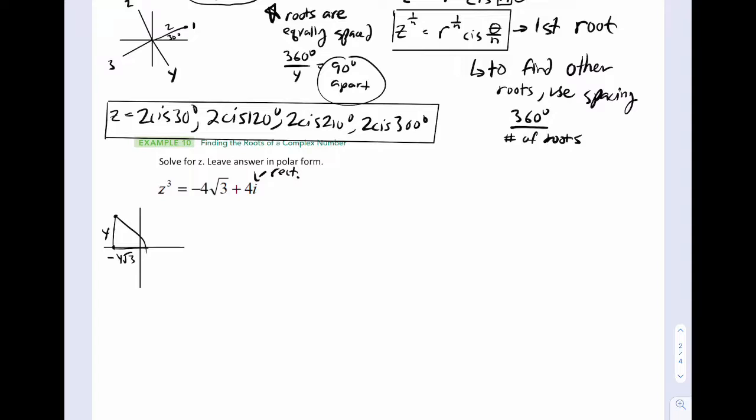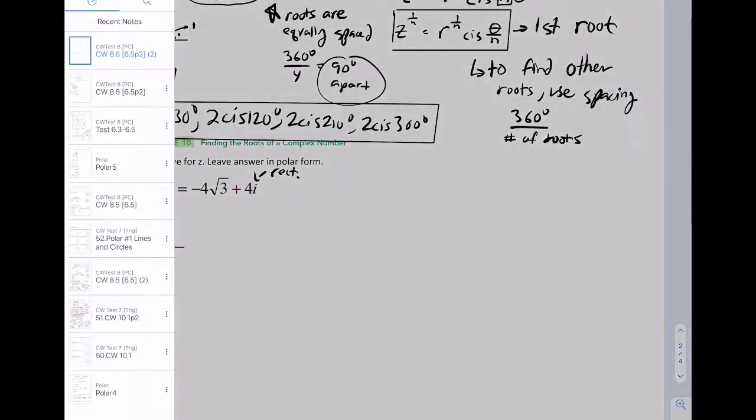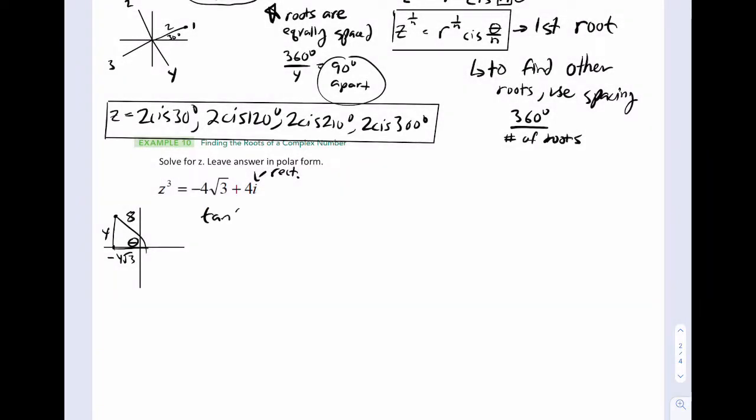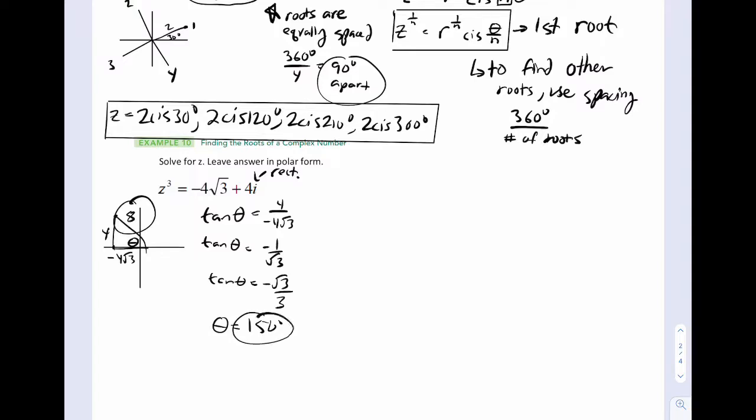After you do the Pythagorean theorem, you're going to get 8. Here's our angle theta. Some of you might already know that angle, but if not, it's okay. Just do basic trig. Tan theta should be 4 over negative 4 root 3, which means tan theta should equal negative 1 over root 3. Tan theta is negative root 3 over 3. We're in quadrant 2, so it must be 150 degrees. Now we can convert everything. We have our r, we have our angle.